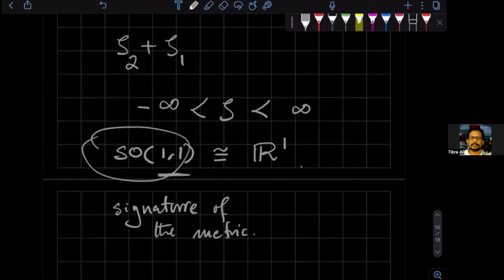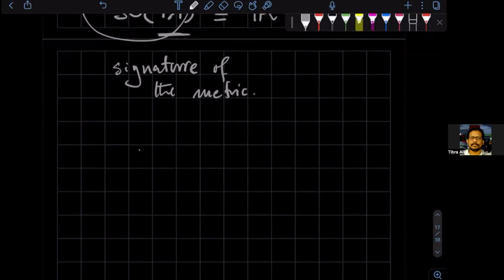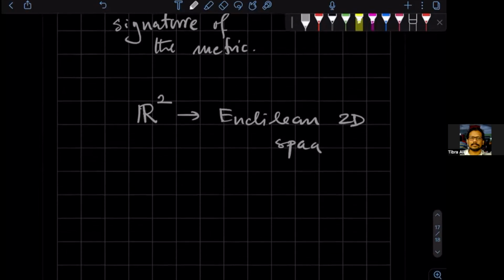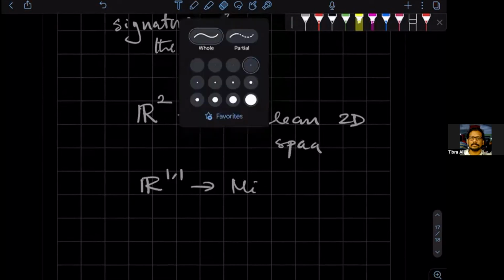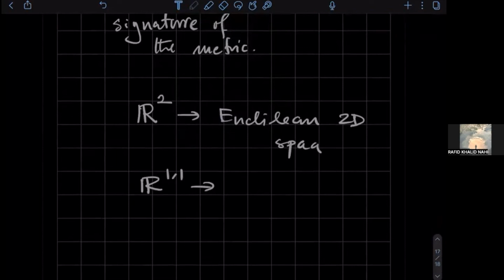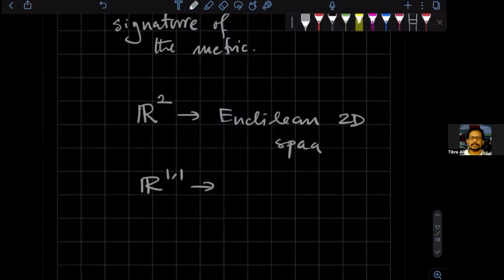In fact, this group acts on Minkowski space, and Minkowski space has a measure which is different from Euclidean space. So you will often see R2 written for two-dimensional Euclidean space, and you will also see quite often R(1,1) written for two-dimensional Minkowski space. So they have different topology. They have different metric.